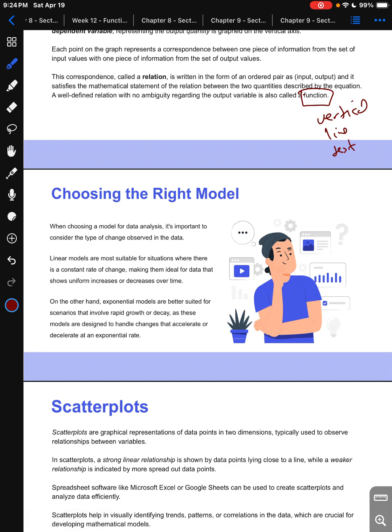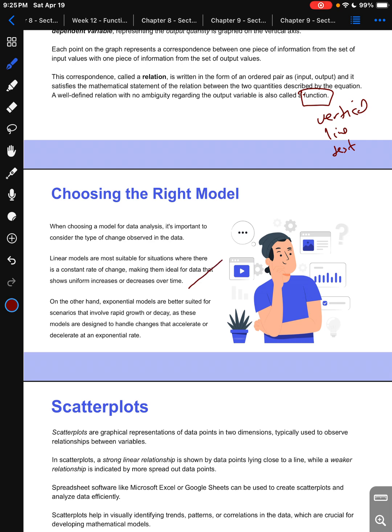When choosing a model for data analysis, it is important to consider the type of change observed in the data. Linear models are most suitable for situations where there is a consistent rate of change, making them ideal for data that shows uniform increase or decreases over time. On the other hand, exponential models are better suited for scenarios that involve rapid growth or decay, as these models are designed to handle changes that accelerate or decelerate at an exponential rate.